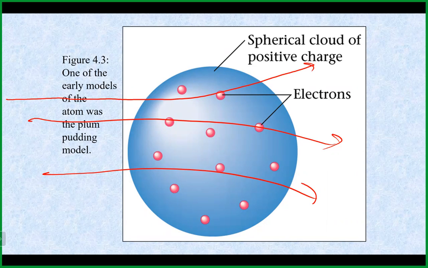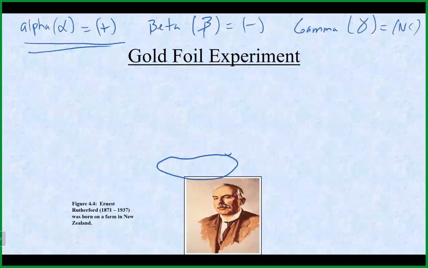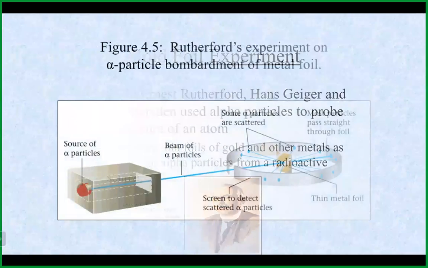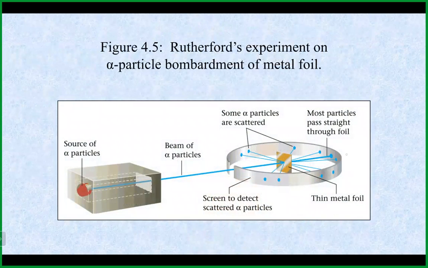And that's exactly what they expected to happen. They expected it to go through, but with a little bit of deflection as we are shooting positive at positive. What they actually found happened when they shot it up, and they have this deal: they have a source of alpha particles here, and we have a deflection screen.